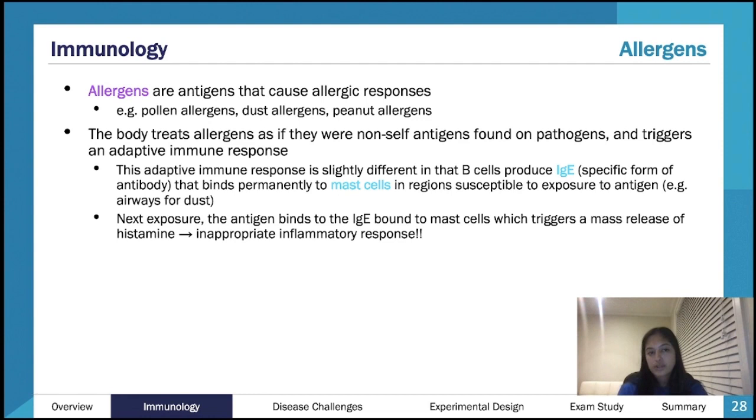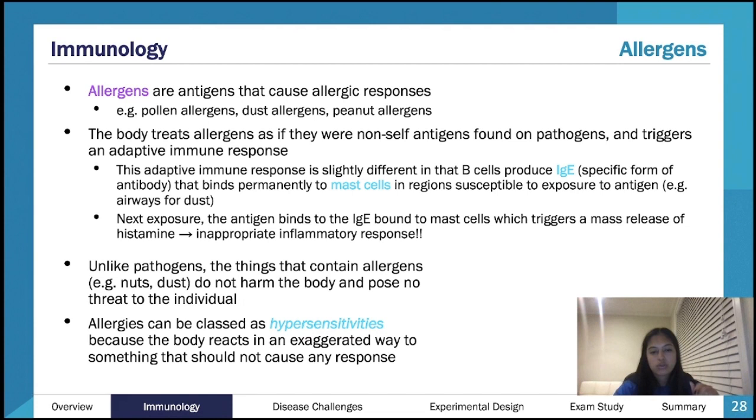So hopefully that makes sense. And that's kind of what I was talking about in terms of hypersensitivity. But yeah, the main thing to realize is that we've got our first exposure, where nothing happens on the outside. You don't have that allergic response, but your mast cells are just covered in this IgE. And then the second time, it binds to the IgE and then it causes that response.